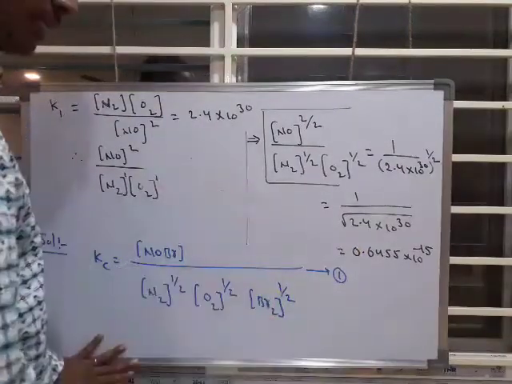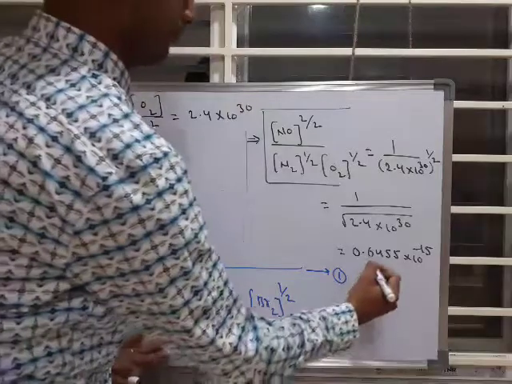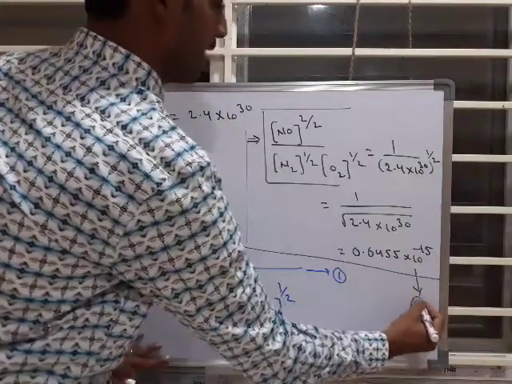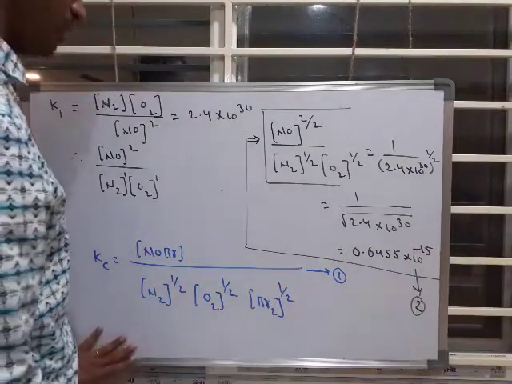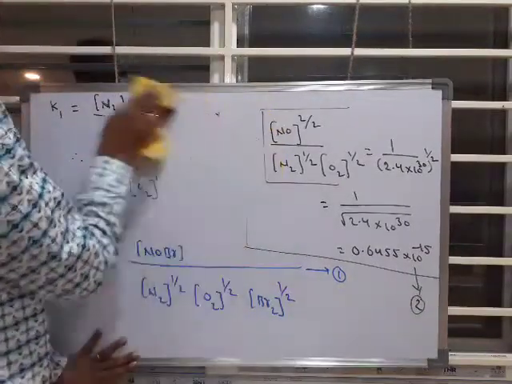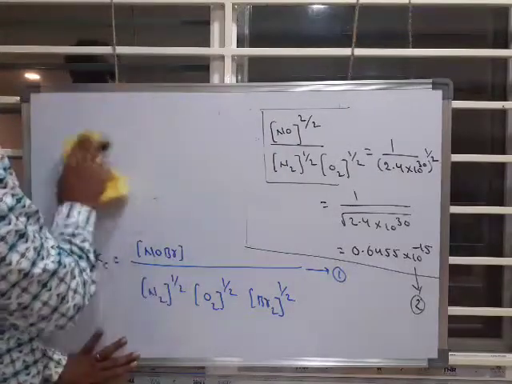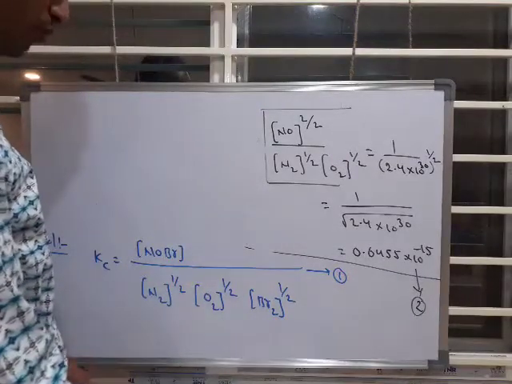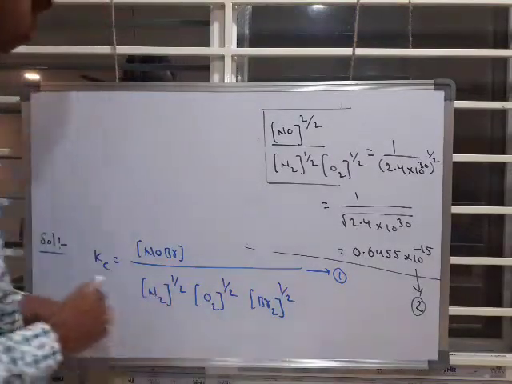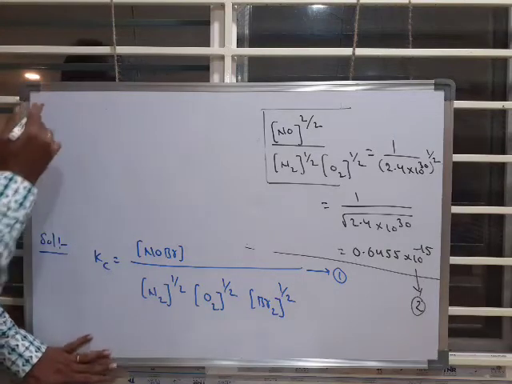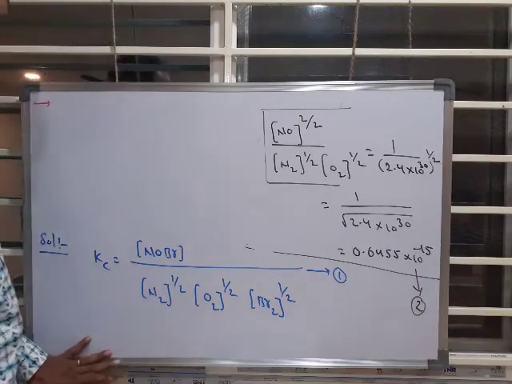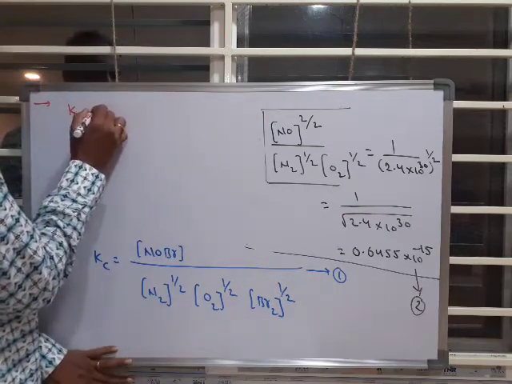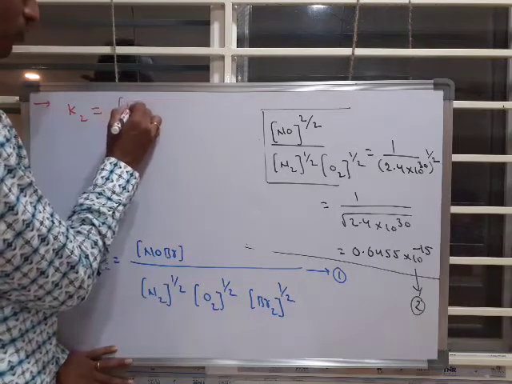Now what is the second hint? Just take it as equation 2. Next, what is the other information? Equation 1 is there, we have to know about this. What is the second clue? What is the second equation? I am taking it as K2. So K2 is equal to NOBr by NO gas.